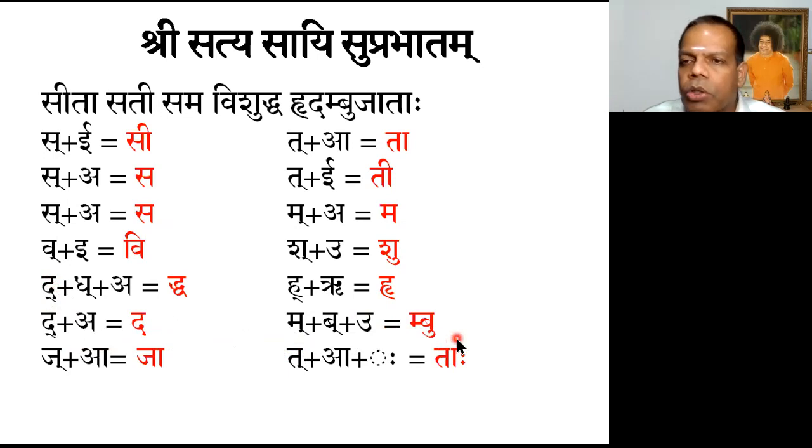The next letter is a compound consonant made of three letters. Ba, and U. Bu. Okay. The next letter is Ja, which plus A, it makes it Ja. The next letter is actually Ta with a visarga, Taha. Hridambujata. That's the word. Hridambujata. Okay.